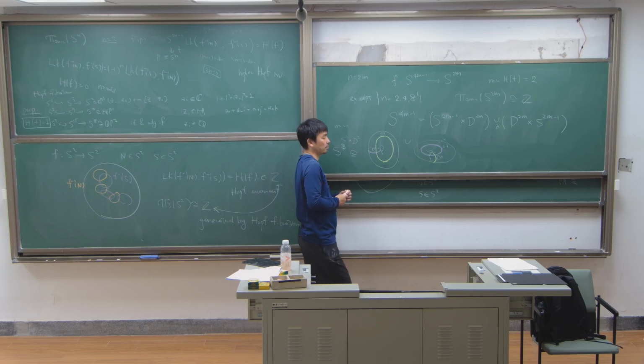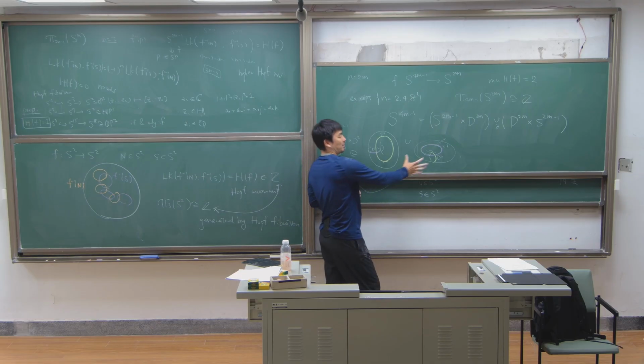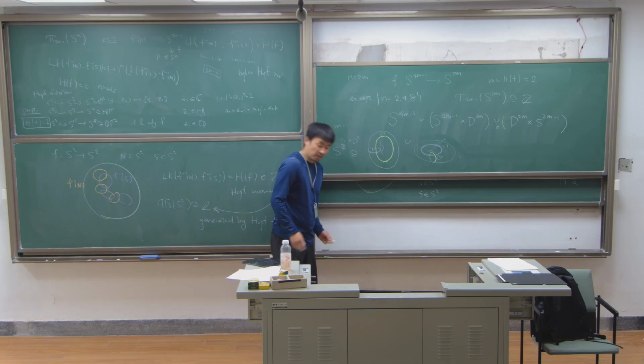Okay? So, of course, the fundamental group of S3 is trivial. So therefore, this purple one just shrinks to the point. This green one also shrinks to the point, and everything becomes trivial, and it becomes S3.